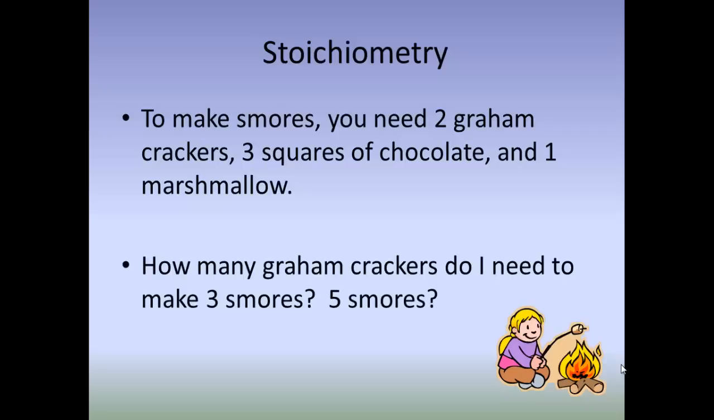So here's a couple of example questions. Think about this to yourself. How many graham crackers do you need to make 3 s'mores? Hopefully you said 6. How many do you need to make 5 s'mores? Hopefully you said 10. You can use your recipe as a ratio of ingredients to decide how much you need to put in based on how many you want to make.